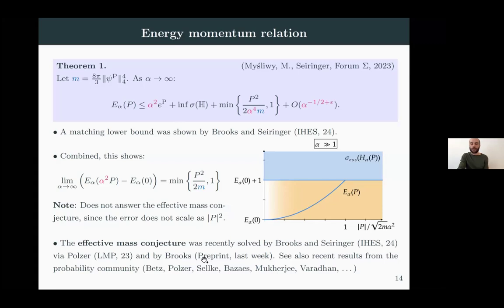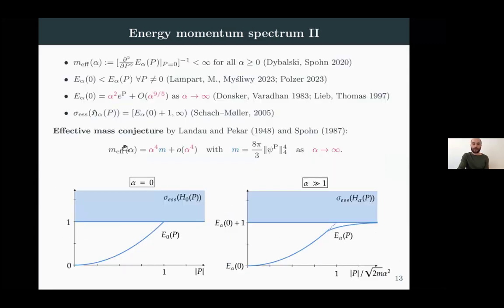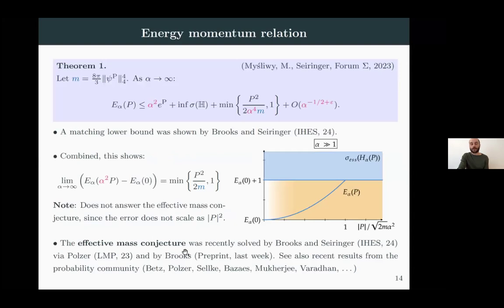And then the lower bound of the effective mass was published last week in a preprint by Morris. So I think these two together resolve the conjecture by Landau-Pekar. Okay, thank you.